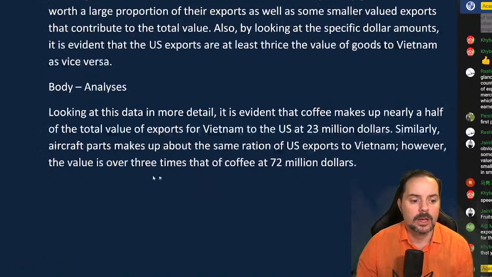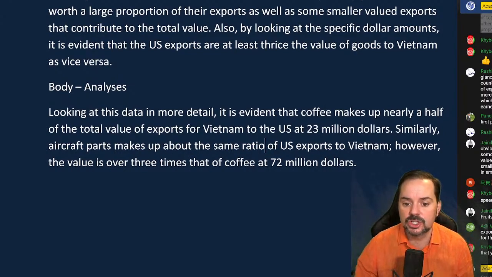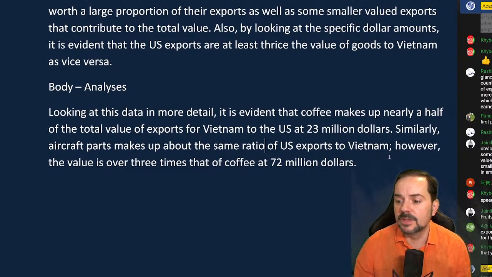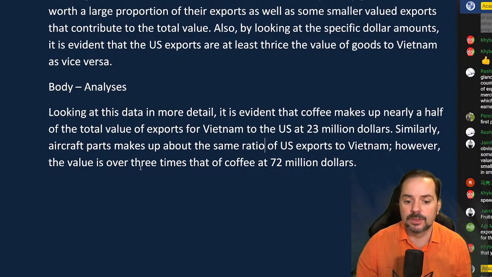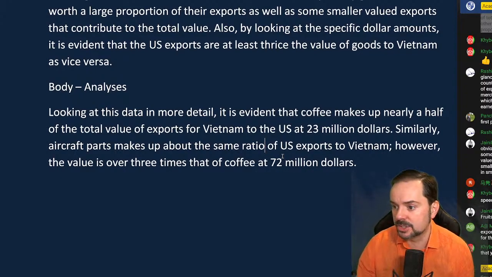Okay. Looking at this data in more detail, it is evident that coffee makes up nearly half of the total value of exports for Vietnam to the US at $23 million. Similarly, aircraft parts makes up about the same ratio of US exports to Vietnam. However, the value is over 3 times that of coffee at $72 million. Okay.